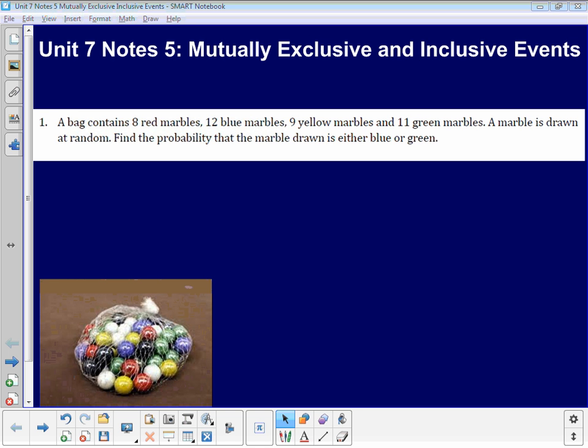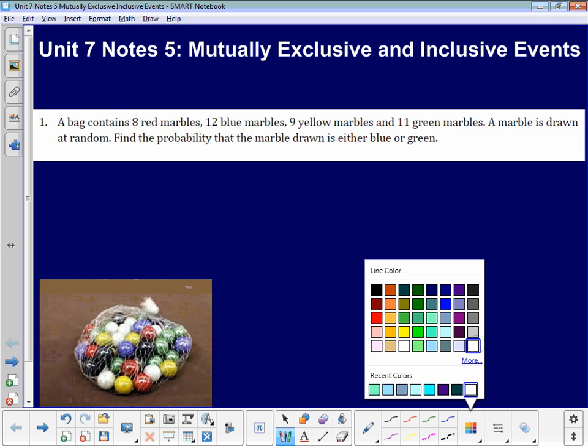Today we're talking about mutually exclusive and inclusive events. Let's start with our example up at the top. We have a bag of 8 red marbles, 12 blue, 9 yellow, and 11 green marbles. We're supposed to find the probability that either a blue or a green marble is chosen. So either blue or green means that I'm looking for, obviously, blue or green.